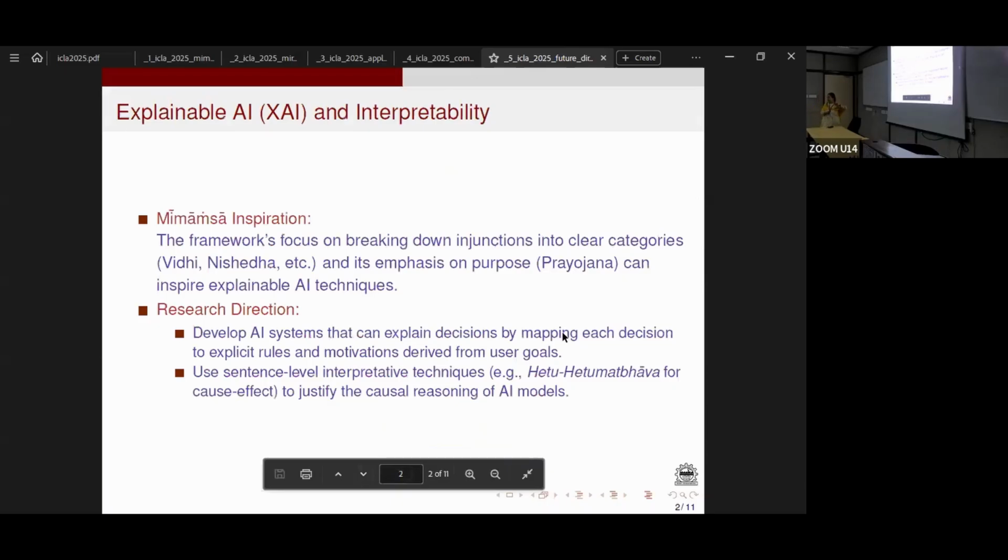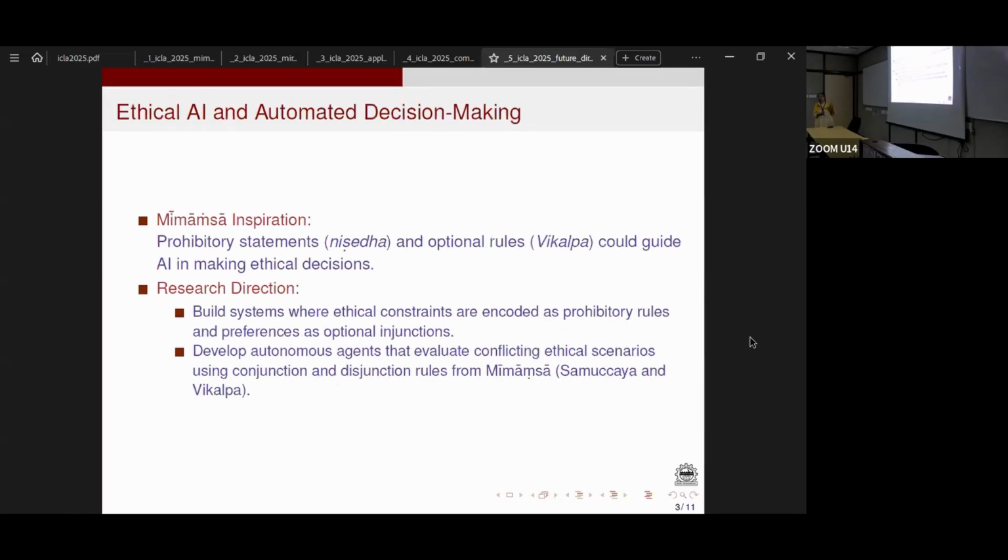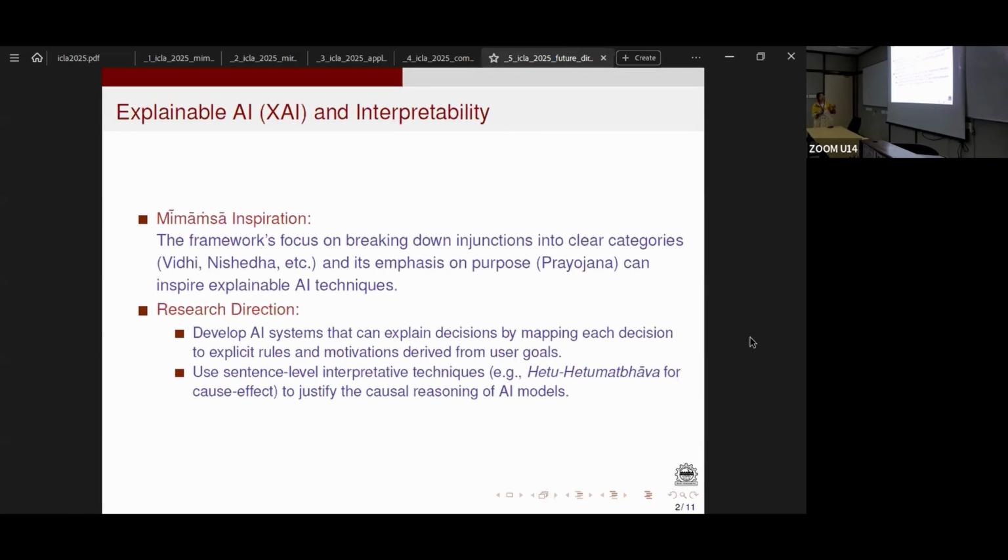So one is explainable AI. I'll just brush over 10 ideas here. One is explainable AI, where the Vidhi and Nisheda concept along with Prayojana can be applied. The research direction would be to develop an AI system that can explain its decisions. The second one would be AI. I will spend some time on each of these.